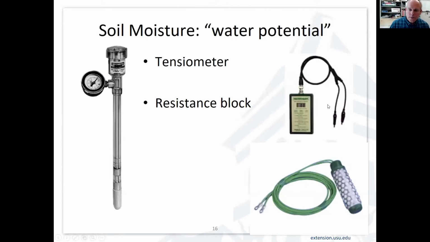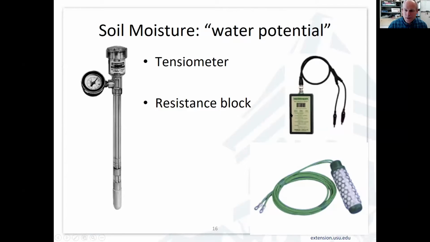Another approach that we've used is these resistance blocks. This particular one has a fiberglass filling in there, and there are 2 electrodes that lead up to the top with these wires. You bury this in the soil, and the amount of water in there influences the electrical conductivity through that.